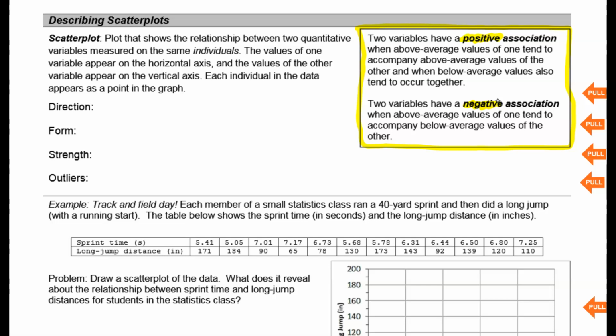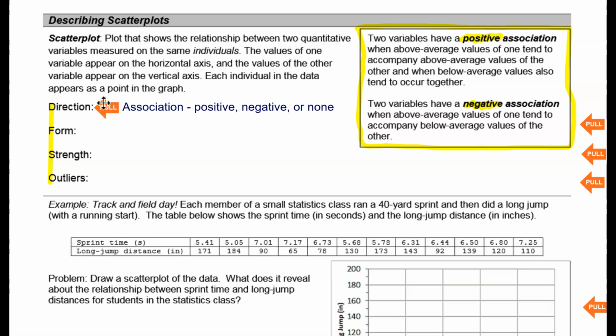A negative association is the opposite of that. It is much like a negative slope. As the explanatory variable goes up, the response variable goes down. And when we go to describing a scatter plot, we're going to use these 4 different descriptors: direction, form, strength, and outliers.